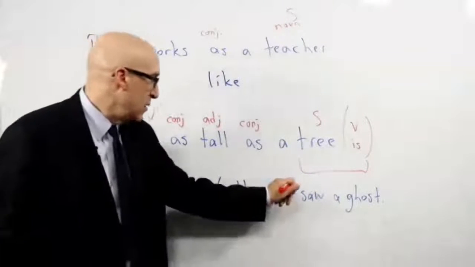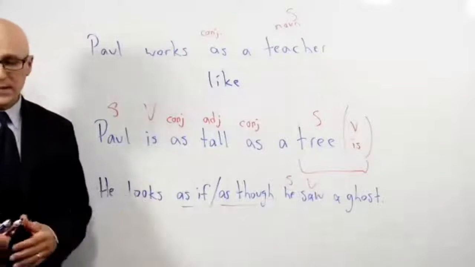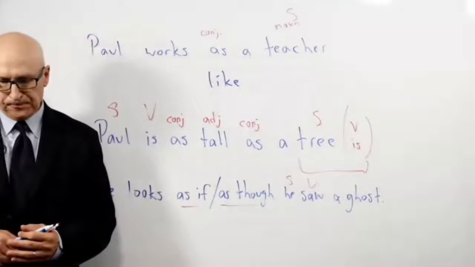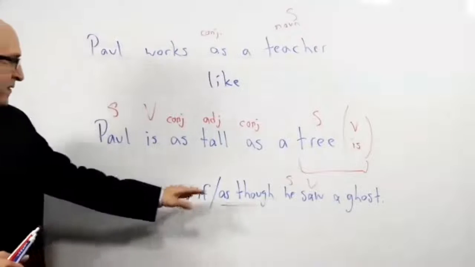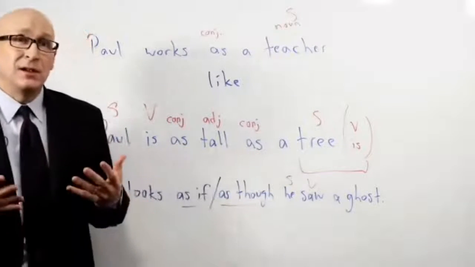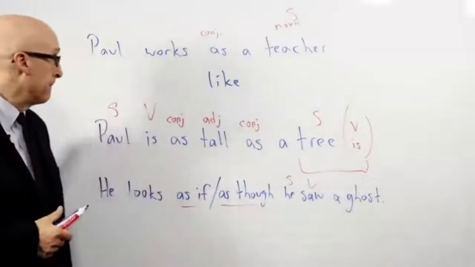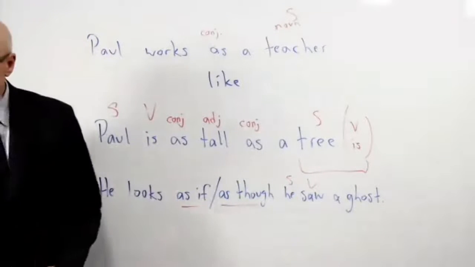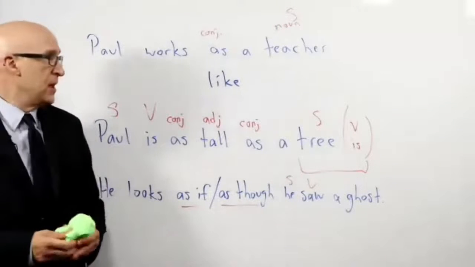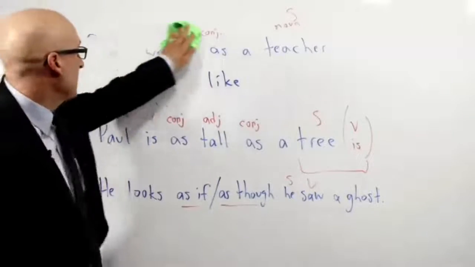But that fits the rule too, because over here we have a clause. So it's still working as a conjunction, right? So as if, as though, or double as, it still follows the conjunction structure, okay? I'm going to erase this and show you just a couple more examples. Let's start up here.